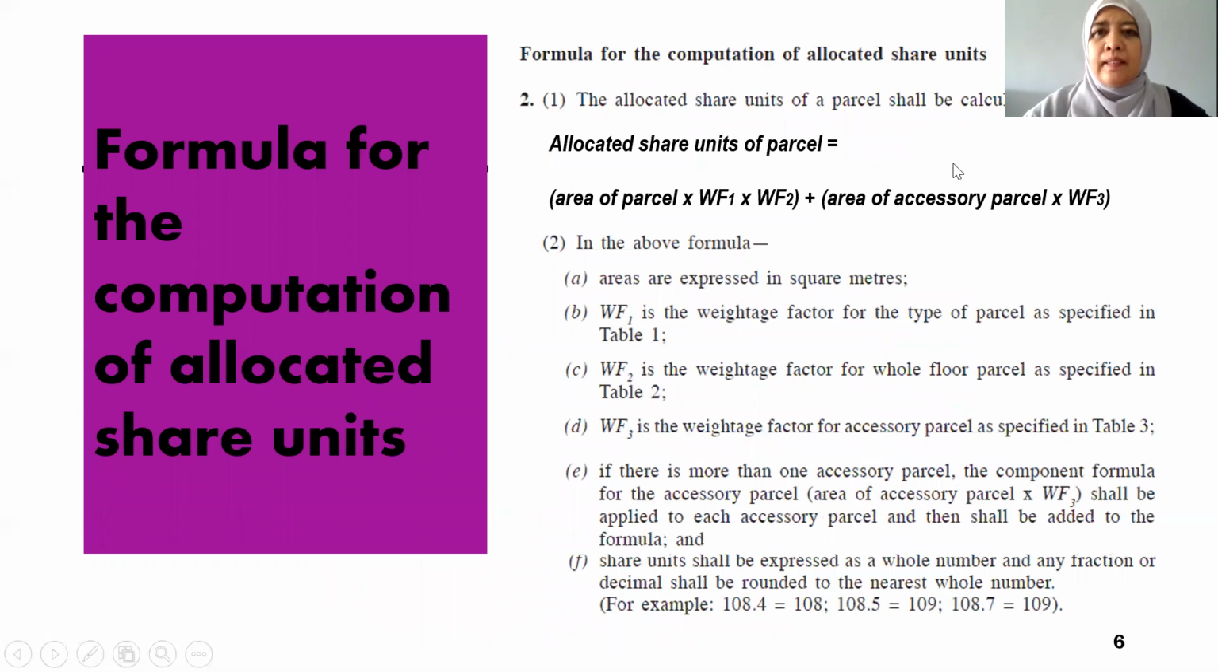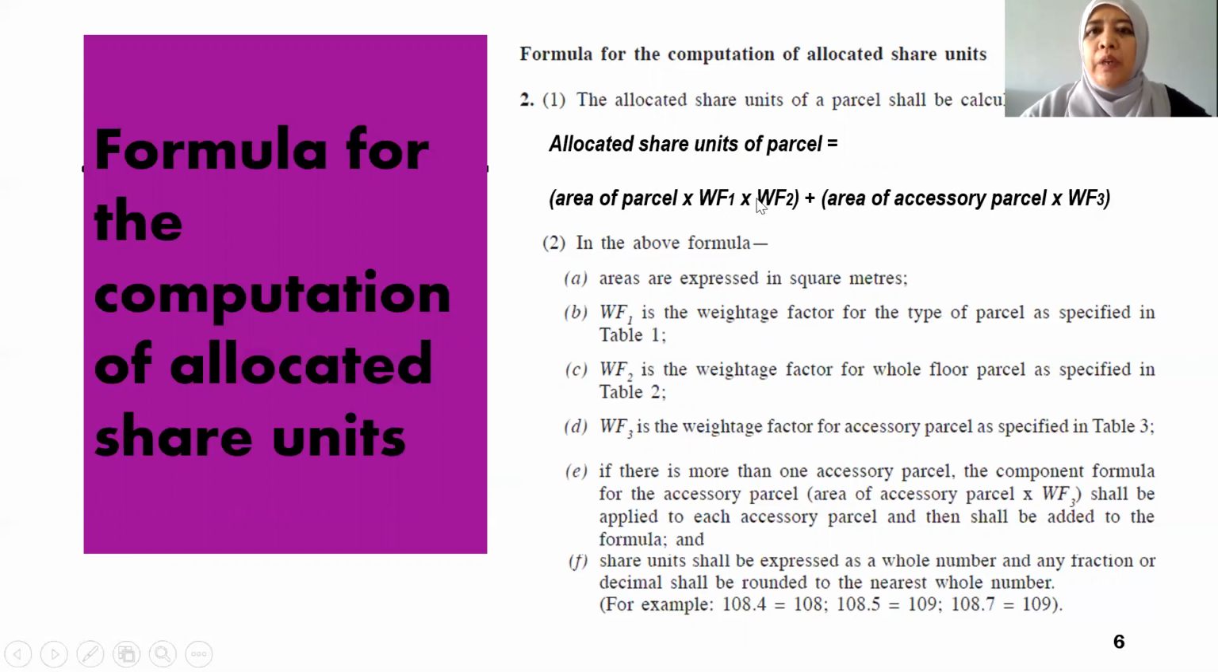Now, this is the actual formula. The actual formula is area of parcel times weightage factor 1 times weightage factor 2, plus the area of accessory parcel times the weightage factor 3. So this one and this one. This one refers to the weighted area according to 2 weightage factors. And this one is the weighted accessory parcel according to the weightage factor 3.